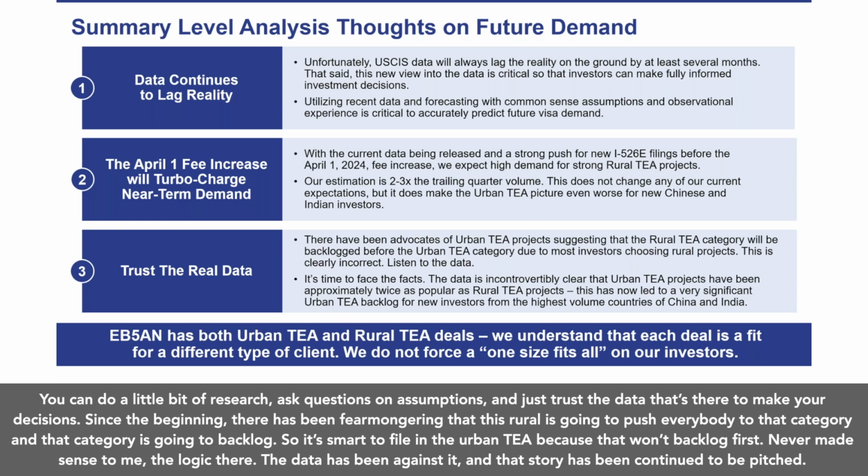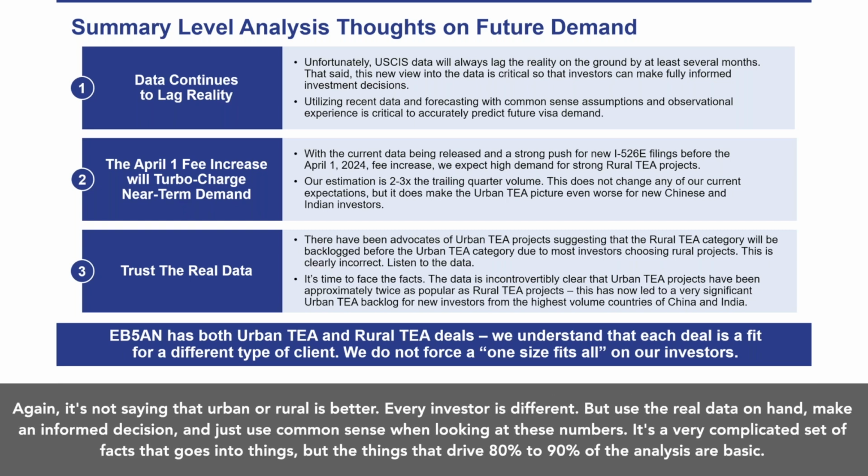Since the beginning, there has been fear mongering that this rural is going to push everybody into that category, and that category is going to backlog. So it's smart to file in the urban TEA because that won't backlog first. Never made sense to me, the logic there. The data's been against it, and that story's been continued to be pitched. Again, it's not saying that urban or rural is better. Every investor is different, but use the real data on hand, make an informed decision, and just use common sense when looking at these numbers.